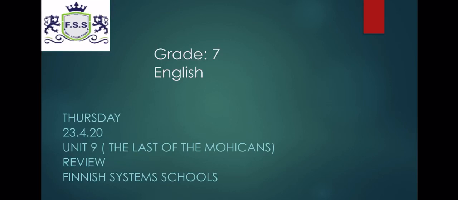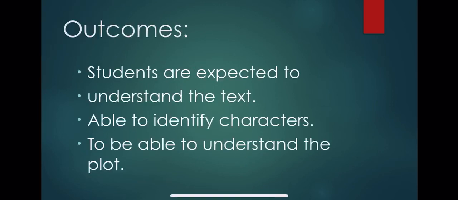So this is an English lesson at Finnish Systems Schools for grade 7. The outcomes that I expect you to have after this lesson are that you understand the text, are able to identify the characters of the novel, the book which we are having, and are able to understand the plot, the summary, and the events.